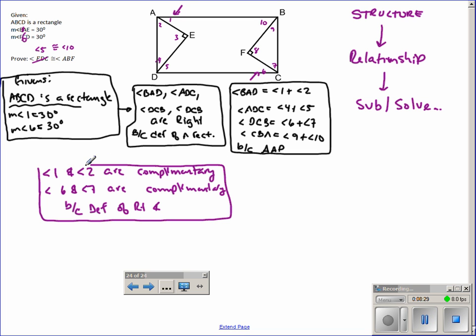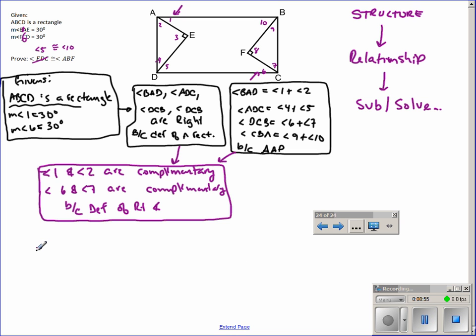And I would argue that this comes from two places. It comes from the idea that we have a right angle, and the idea where the two angles create that third angle, where 1 and 2 make BAD, and 6 and 7 make DCB. So if I know they're complementary, I can do something with that. If 1 and 2 are complementary, the measurement of angle 1 plus the measurement of angle 2 is equal to 90 degrees. Likewise, the measurement of angle 6 plus the measurement of angle 7 is also 90 degrees, because that's what it means to be complementary. In other words, definition of complementary.